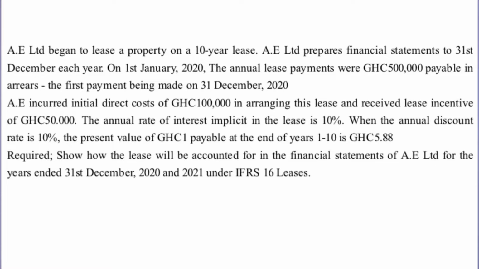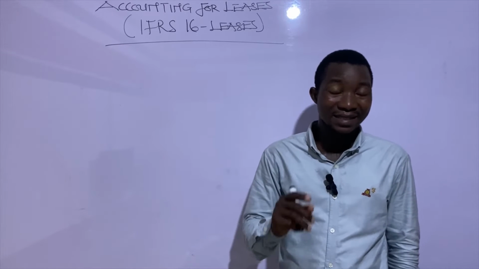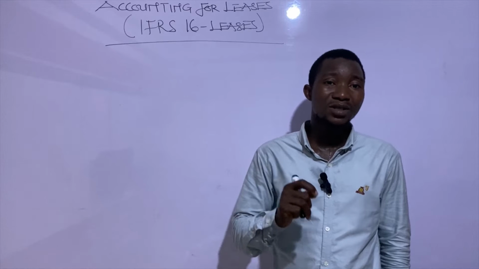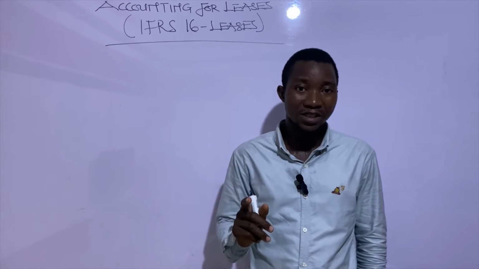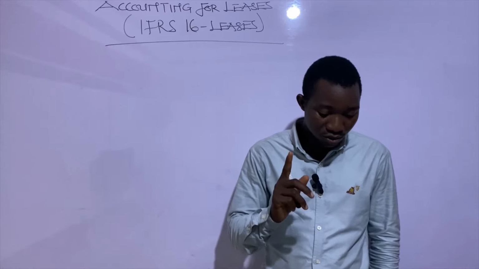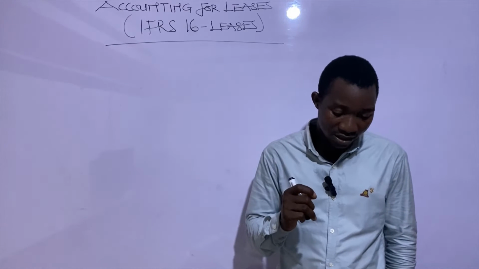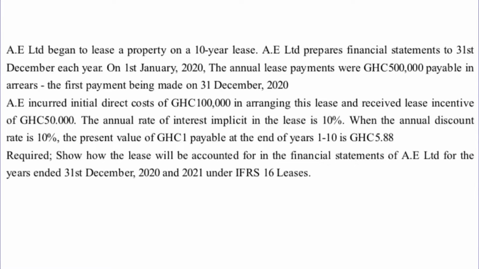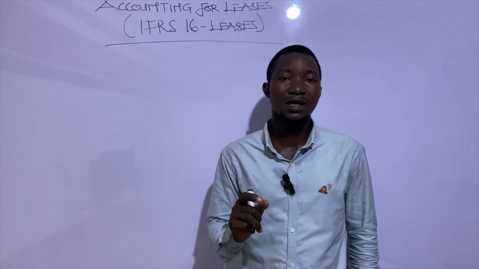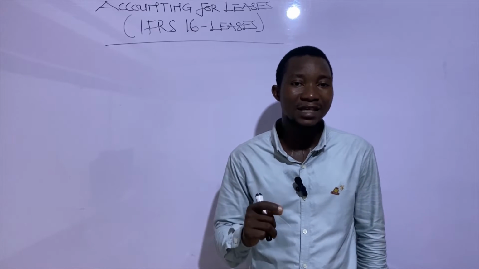One thing I want you to take note of is that the interest rate implicit in the lease is 10%. That is what we will use to determine our finance cost at subsequent measurements. At the very last part of the question, it says that when the annual discount rate is 10%, the present value of 1 Ghana cedi payable at the end of years 1 to 10 is 5.88. So this 5.88 is the annuity factor. This will help us determine the initial lease liability.